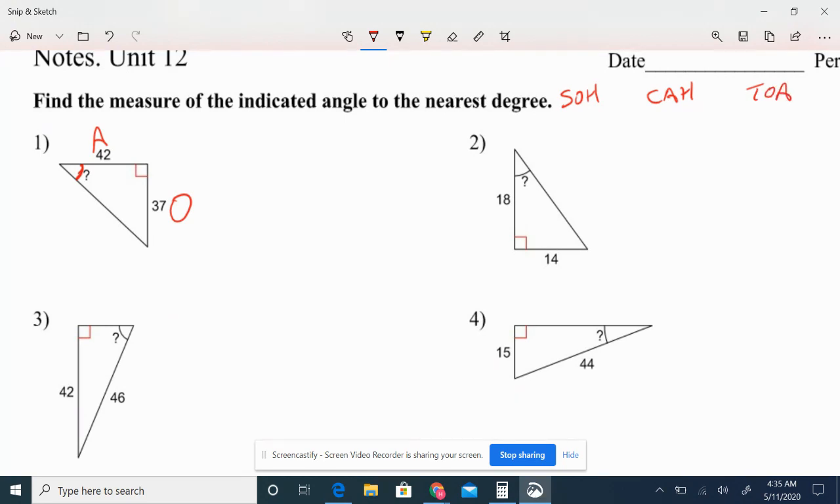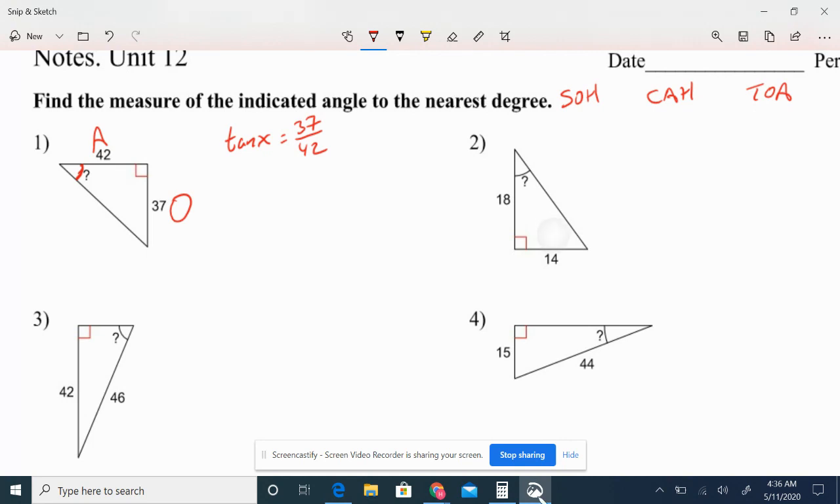So in this case, I'm going to have to use tangent. I'm just going to say tangent of x. Remember that question mark, I always call it x because I don't know what it is. So tangent of x is equal to 37 over 42. Now, 37 over 42 is a fraction. As a matter of fact, it's a decimal if I change it to decimals.